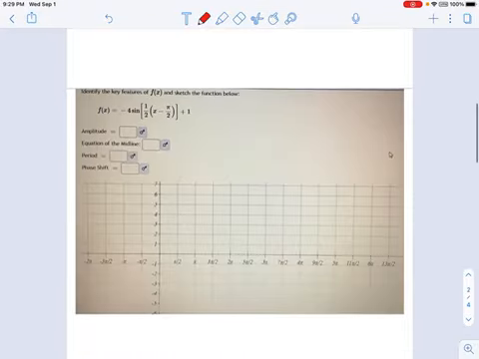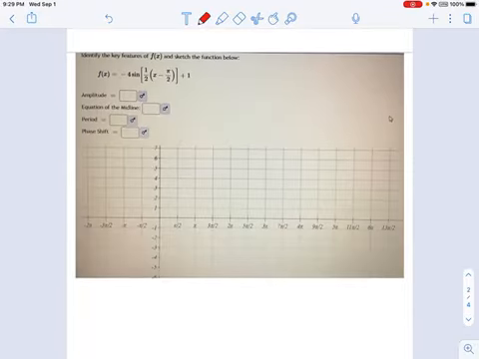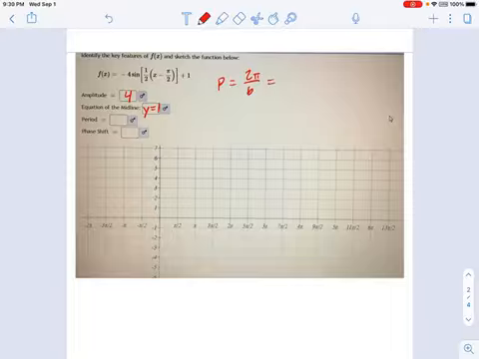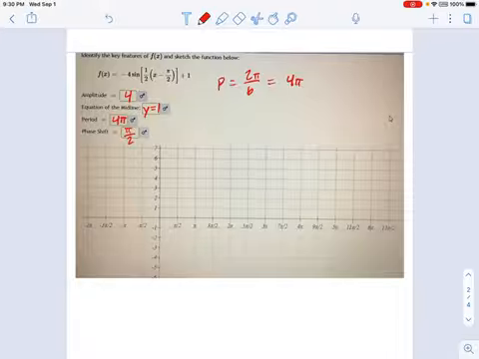So we're going to go through the process the same exact way. Let's see how quick we can do this. Amplitude on this one is 4. Equation of the midline is 1, period. Remember what period is. That's 2 pi over b, which in our case is going to be 2 pi divided by 1/2, which is just 4 pi. Okay, and the phase shift is nice and easy. It's just laid out for us right there, pi over 2.